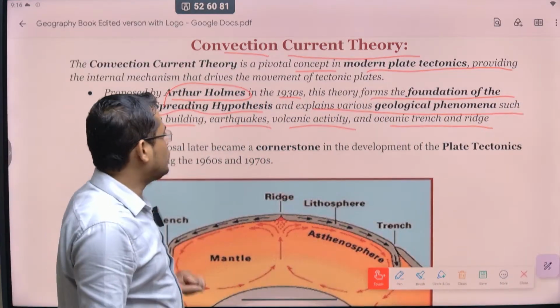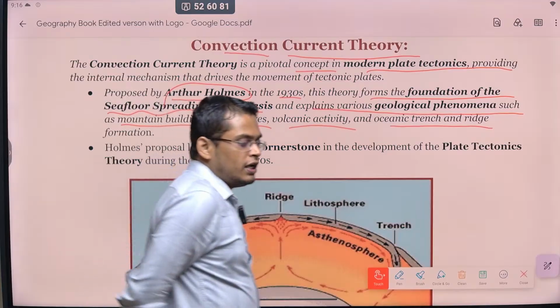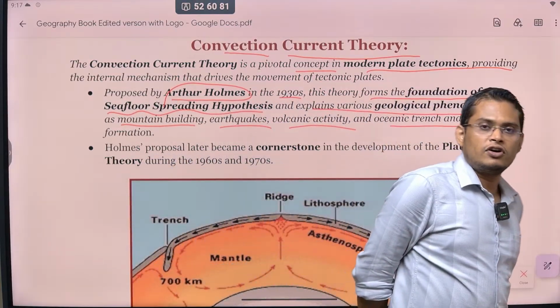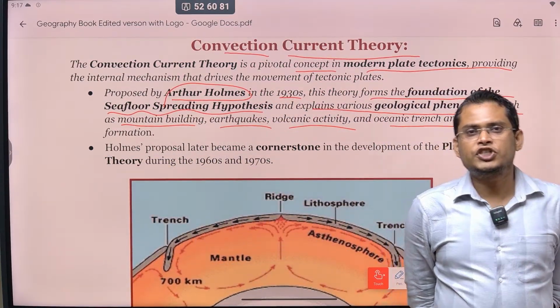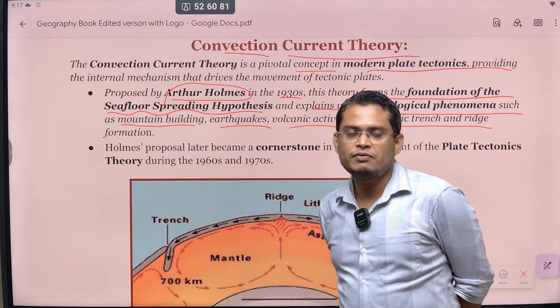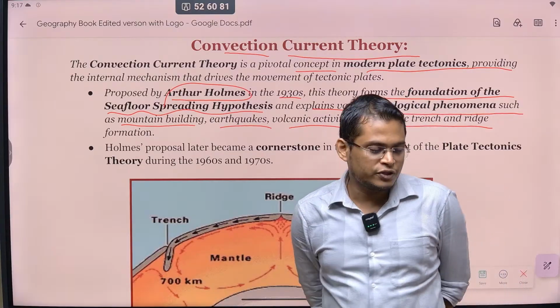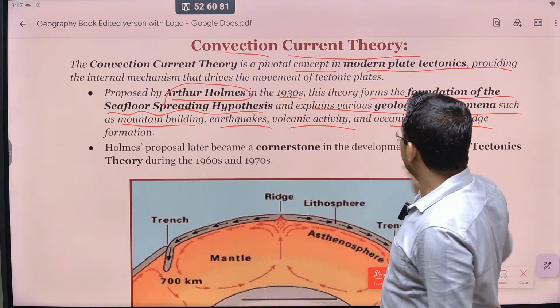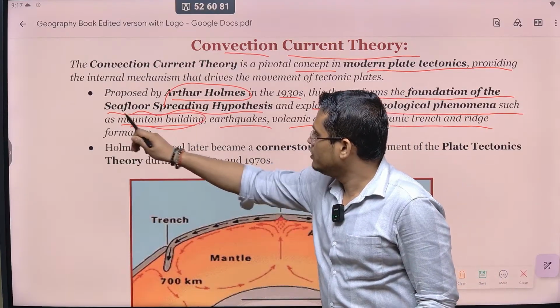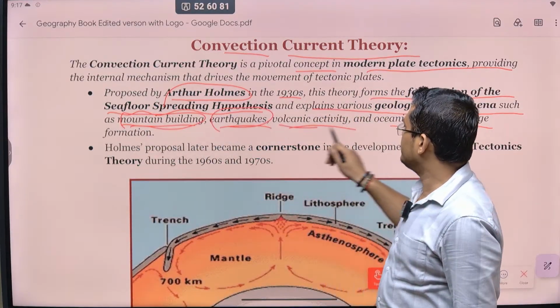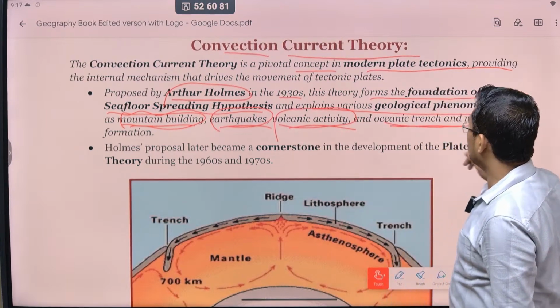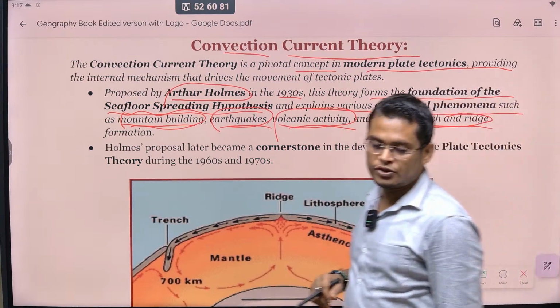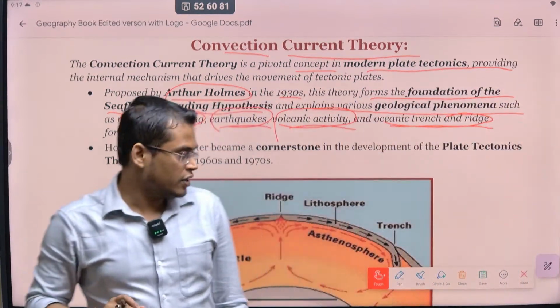There can be a good prelims question using convective current theory. What geological, geographical, geophysical, and geomorphological phenomena can we explain? We can explain mountain building, earthquakes, volcanic activity, oceanic trenches, and ridge formation by using convection current theory.